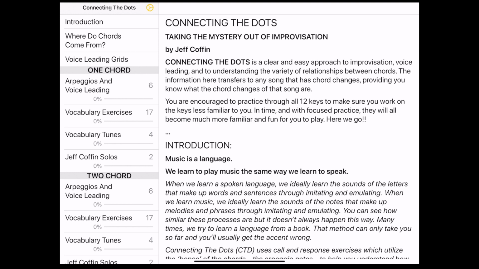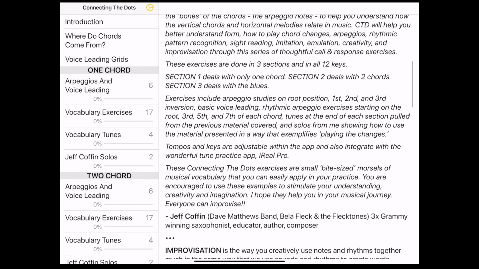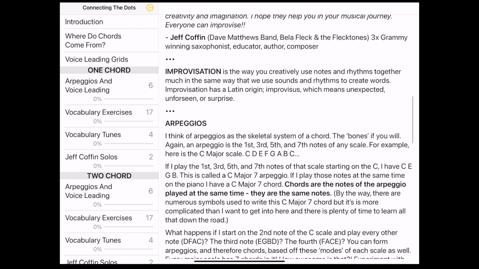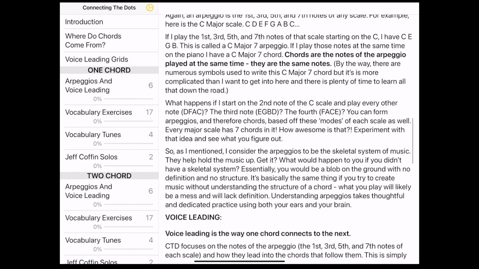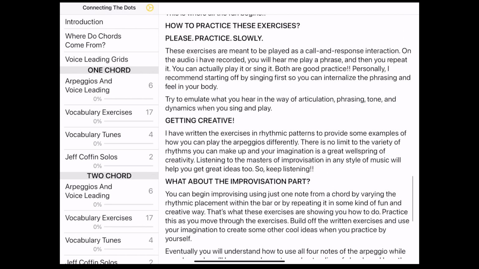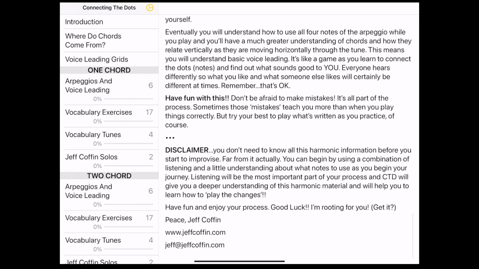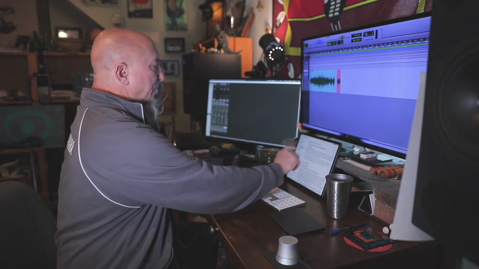The introduction is basically what you think it is. It's an introduction into what this is, what it does, what arpeggios are. I think of them as the skeletal system of the chord, voice leading, how to practice, getting creative, what about improvisation, so on and so forth. So check out the introduction, familiarize yourself with the app a little bit.